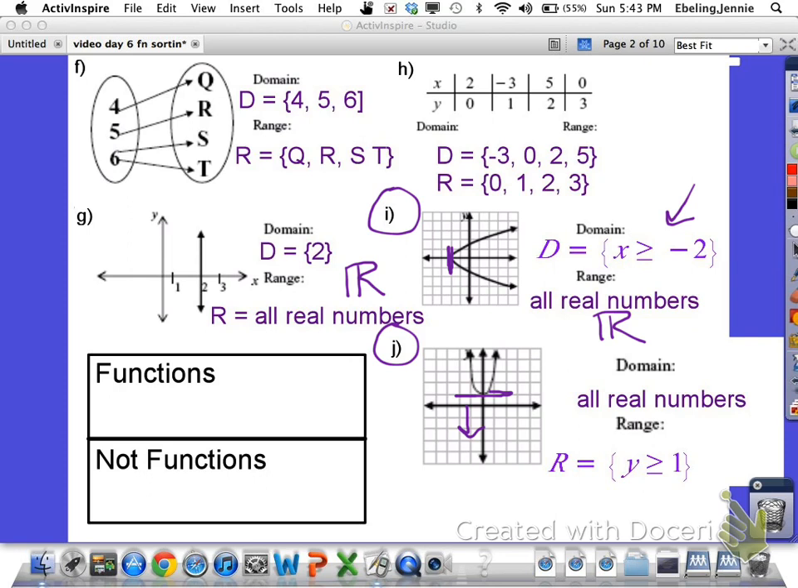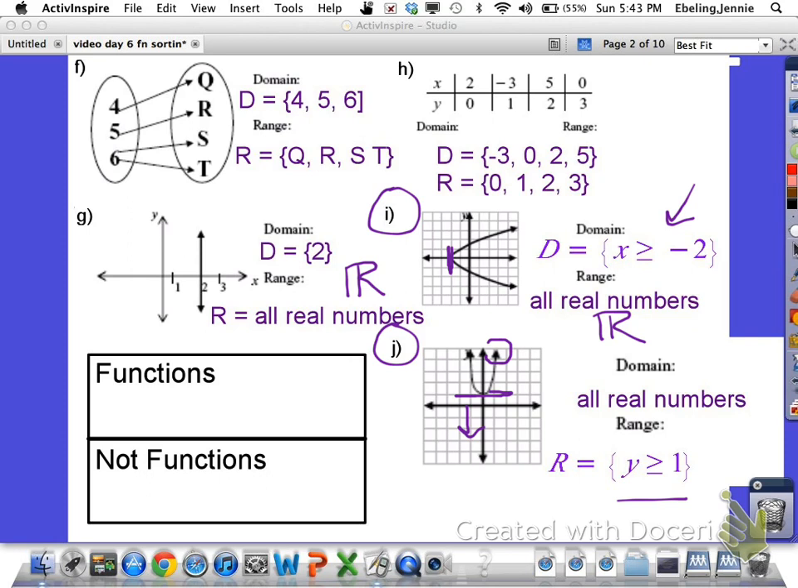So what's that lowest y value? It's a 1. So that's why the range is y is greater than or equal to 1. The x can be all real numbers here because this u keeps going and will eventually slowly open up, and it could use all of those x values.